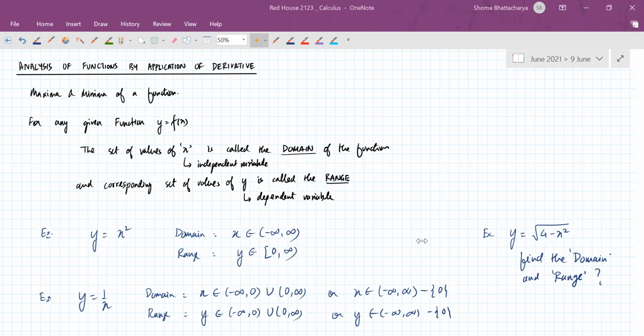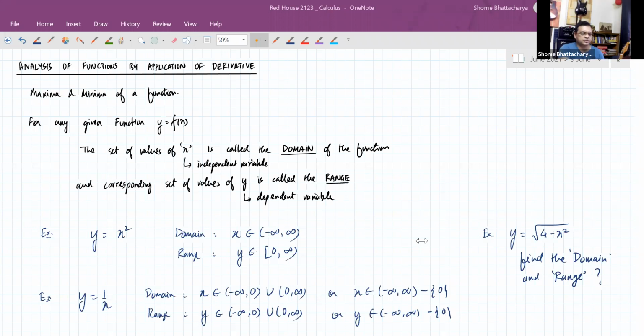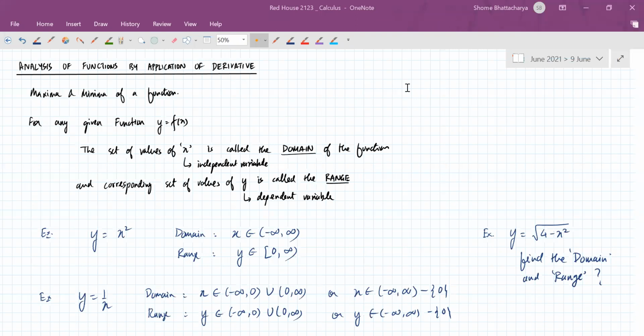Sir, can you explain the examples again? Yeah, so see what is happening now, that when we have the function y is equal to x square, we immediately understand x is independent variable, y is dependent variable. Now here you can see that we can do this operation for any real number, because any real number's whole square is defined as another real number. So the domain of the function becomes the set of all real numbers.